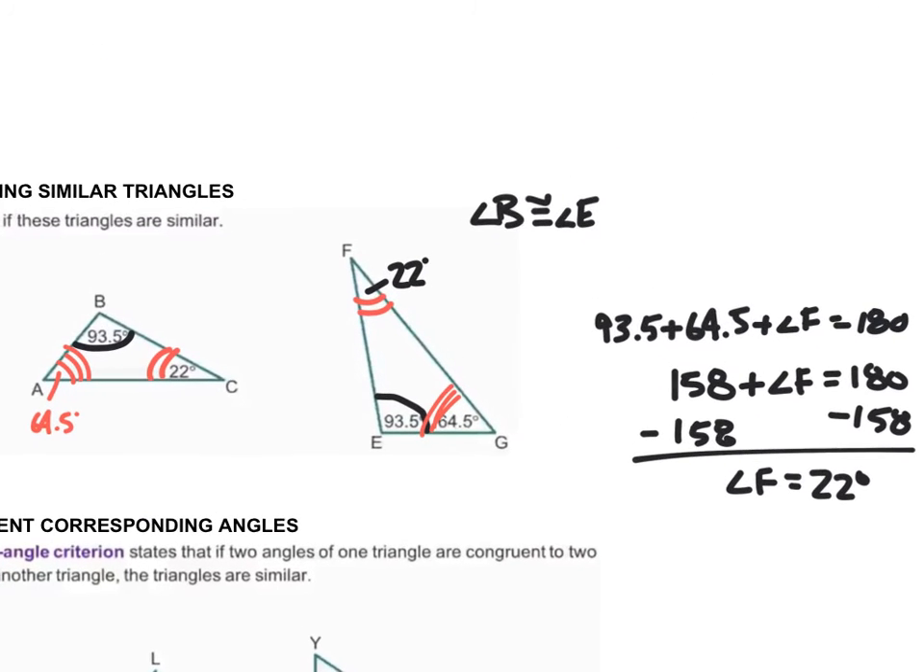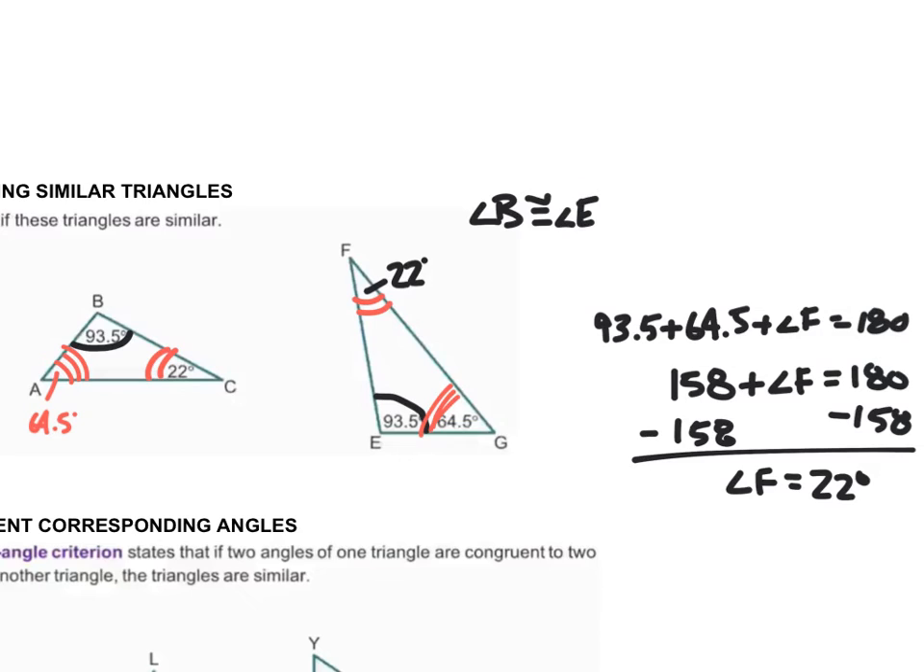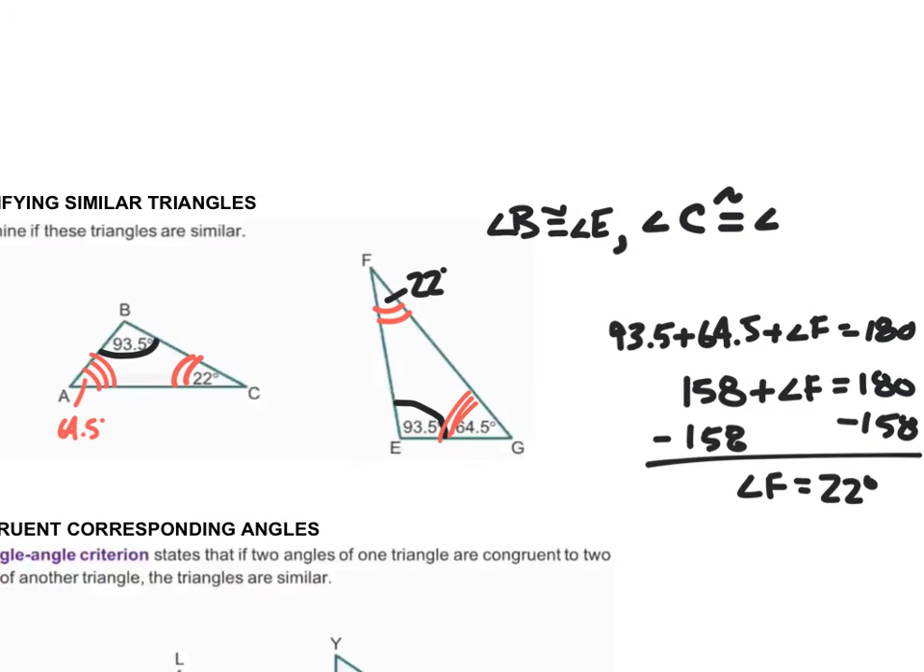And so let's write all that out. So angle B is congruent to angle E. We've got that angle C is congruent to angle F, okay? And then we've got that angle A is congruent to angle G.